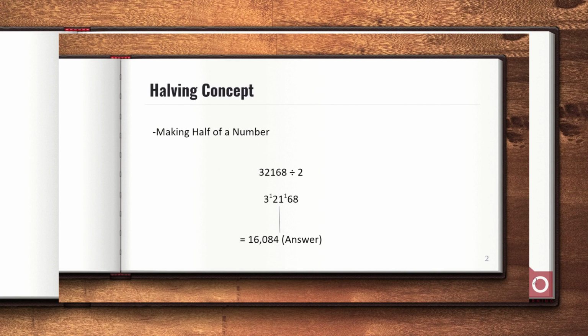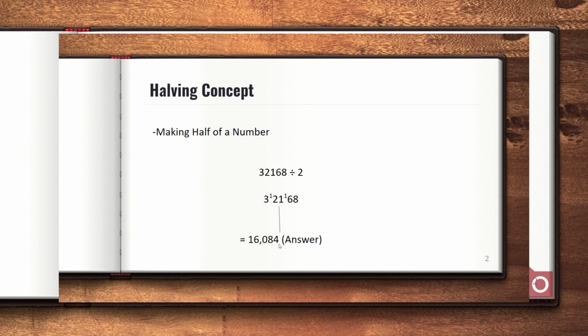So for example, we have a number 32,168 which needs to be divided by 2. The steps that we follow are we start from the left and we move towards the right. We write the quotient in our answer, and if there is a remainder, we write it as a power so that we remember it, just like I have done here. Now again we move towards the right and divide the numbers one by one with 2 and write the remainder on the top and the quotient here.